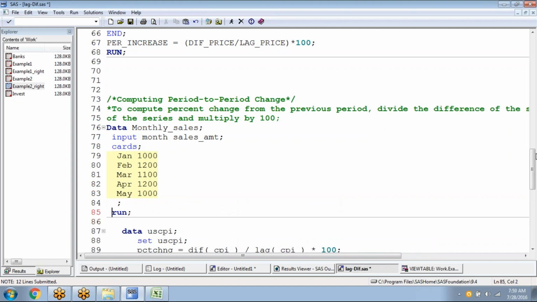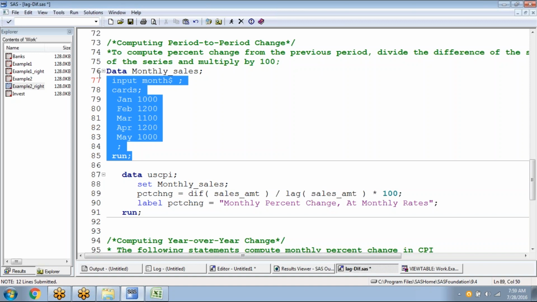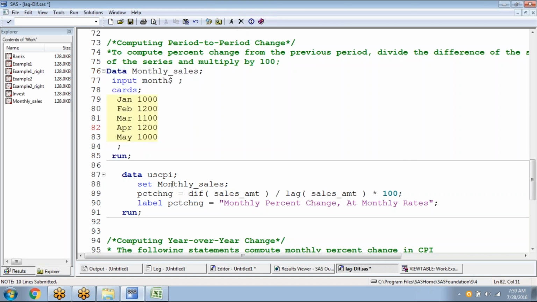Now if I ask you the month over month changes, what will you do? Diff of sales amount divided by lag of sales amount into 100. Now you have the sales numbers from Jan to May.